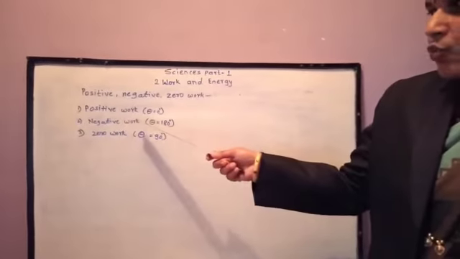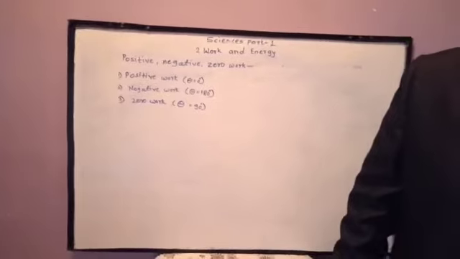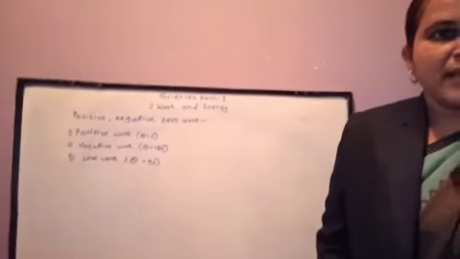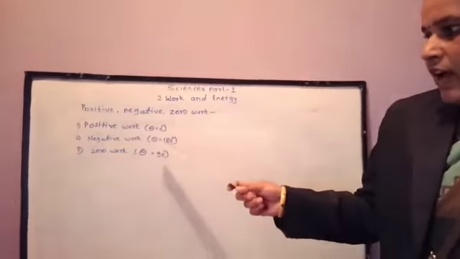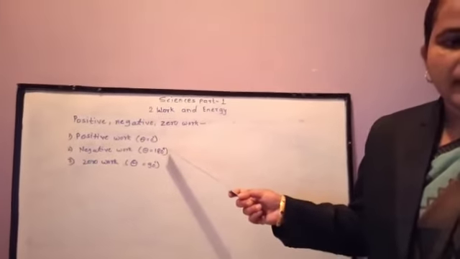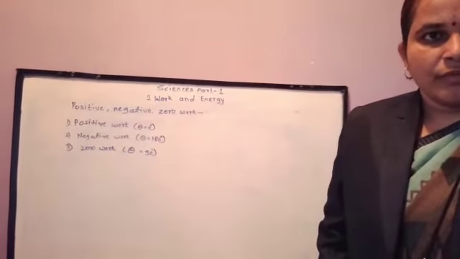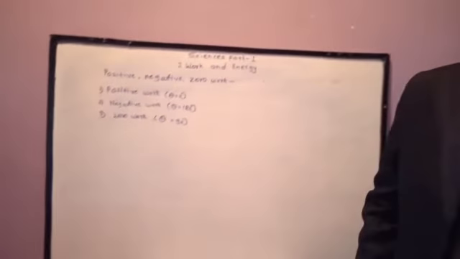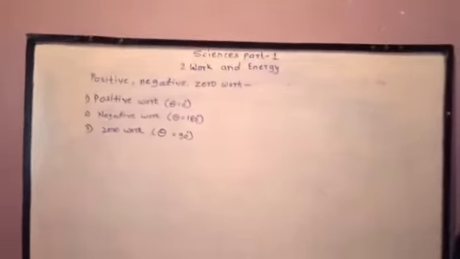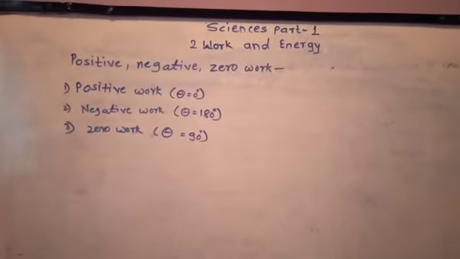Second is negative work. The force and displacement are in the opposite direction. The theta value is 180 degrees. The work done by the force is negative. For example, walking down a staircase, climbing a tree.